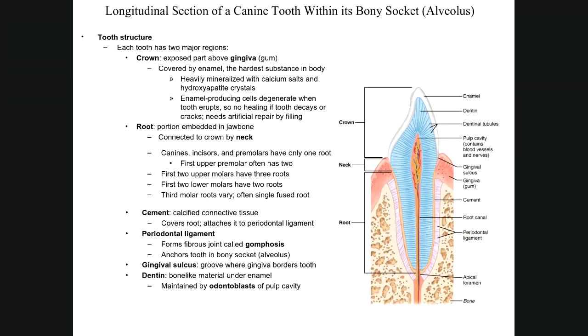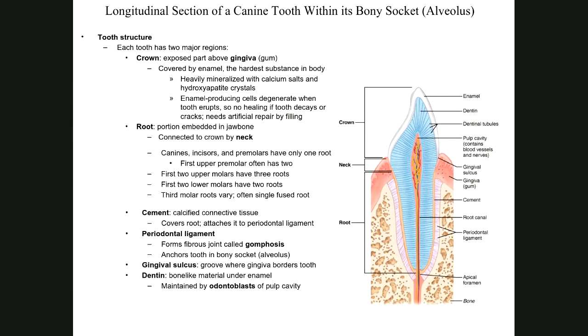So the tooth structures are the ones that are going to help us break down the food into small pieces. The tooth has two major regions. We have the crown, exposed above the gingiva, above the gum. It's covered by the enamel, which is the hardest substance in the body. It's very mineralized with calcium salt. This is why it's very hard.